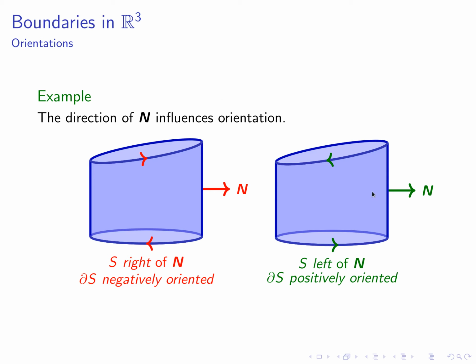And in the example on the right, we find that if we move our normal vector to the boundary, the surface is to the left of the normal vector, not to the right. So on the left, by switching the direction of the normal vector, we've changed the orientation from positive to negative. And on the right, by switching the direction of the normal vector, we change the orientation of the boundary from negative to positive.